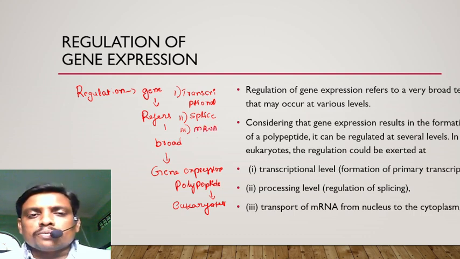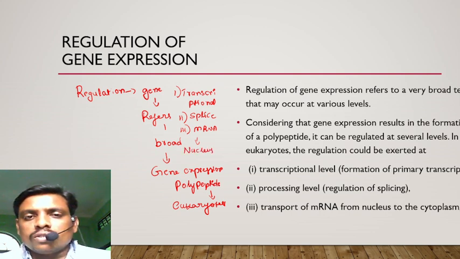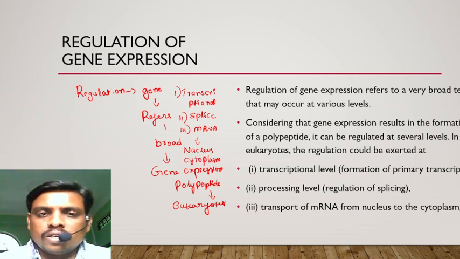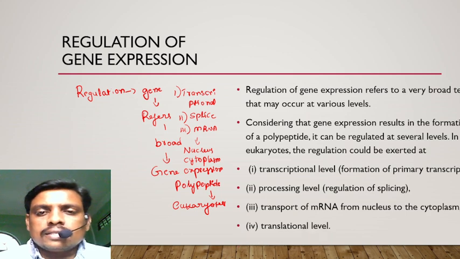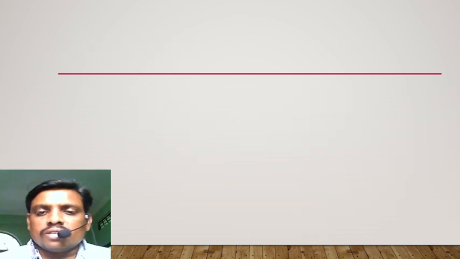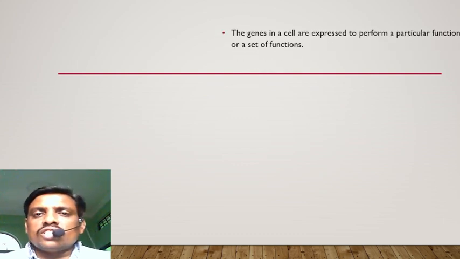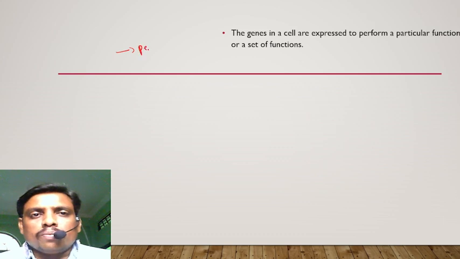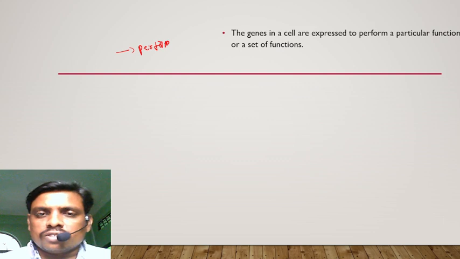So mRNA transportation occurs from the nucleus to the cytoplasm. Now let us learn the translation level, which is the fourth step in the regulation of the gene. If you check the gene in all the cells, it is expressed to perform particular functions or a set of functions.